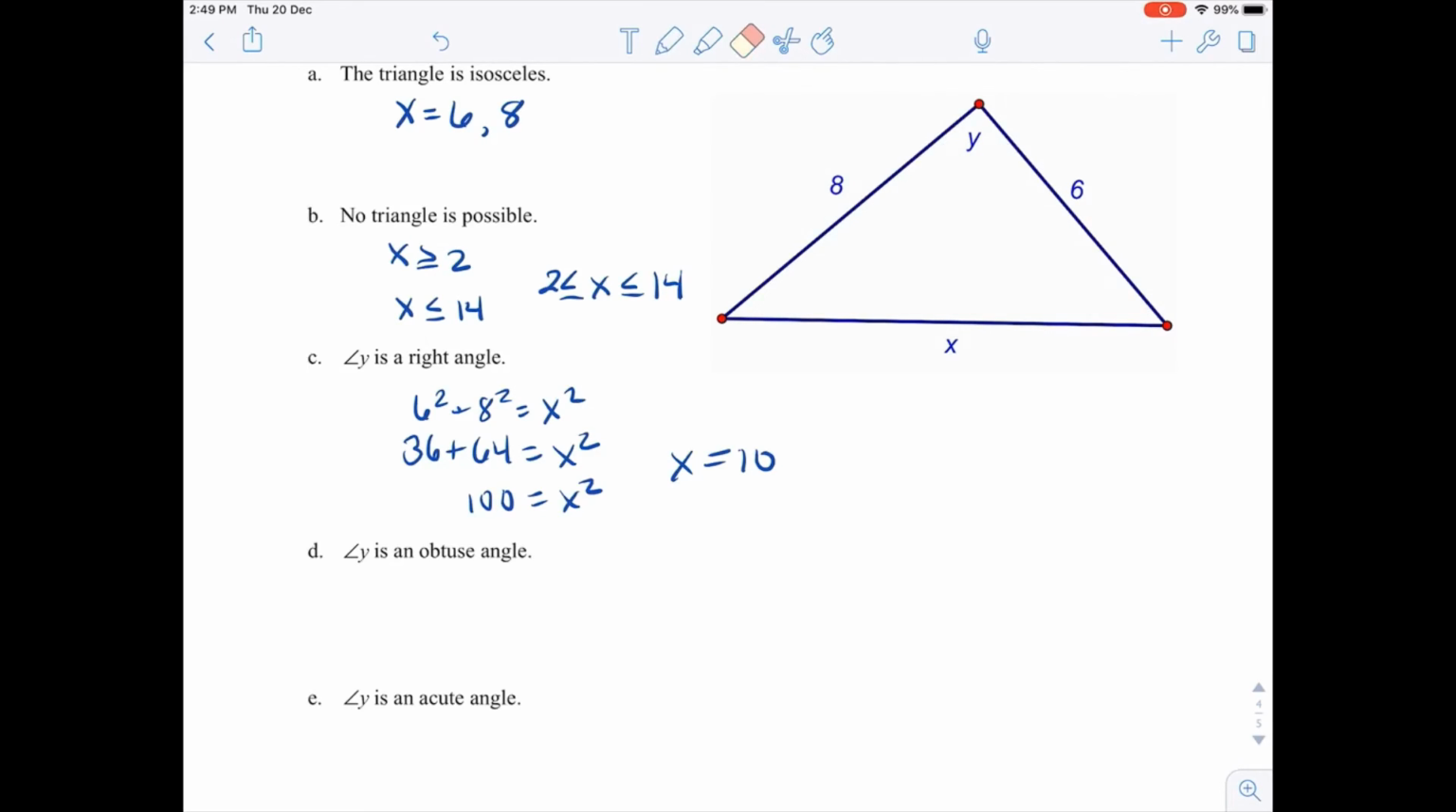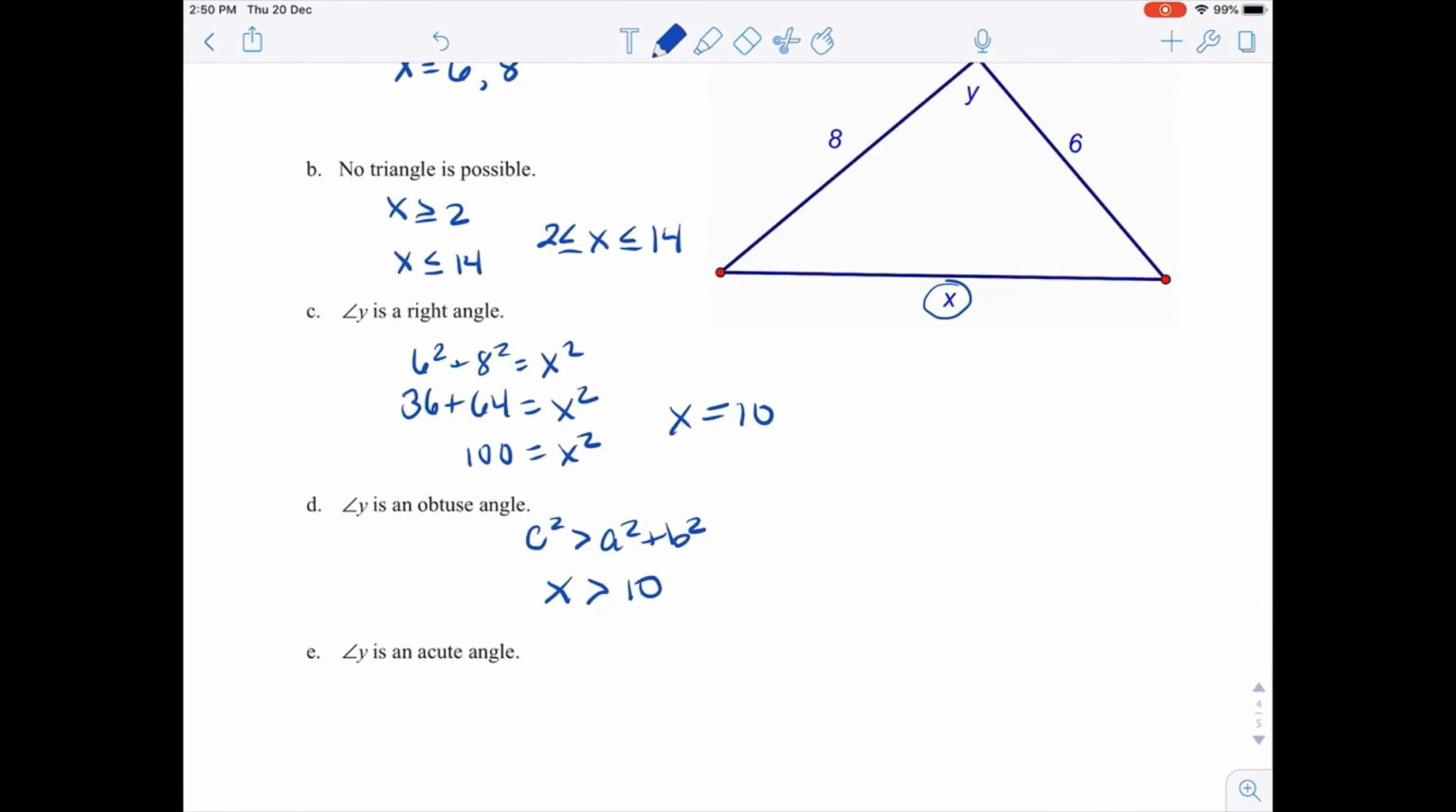What if angle y was obtuse? Well, if angle y is obtuse, then it's an obtuse triangle. And for an obtuse triangle, we know that c squared has to be greater than a squared plus b squared. Well, we know that c, in this case, was 10. So then we're just going to say that x would have to be greater than 10 in order to make this an obtuse triangle. But we also have to be careful, it can't be anything greater than 10, right? It has to end at some point, and that's where 14 comes in, because if x is 14, then it won't be a triangle at all.